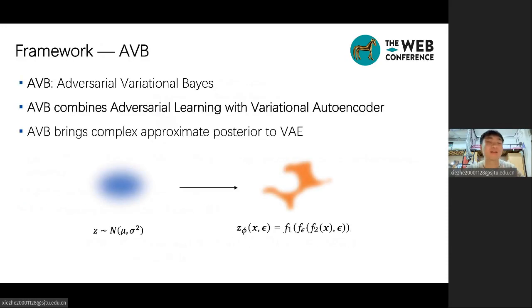Fortunately, there is another framework, AVB, Adversarial Variational Bayes, which combines adversarial learning with variational autoencoder. AVB removes the limitation of the Gaussian posterior distribution. So if we use the framework of AVB in sequential recommendation, the approximate posterior distribution will no longer be a simple Gaussian distribution, but a more complex distribution like this. So let's see how AVB works.